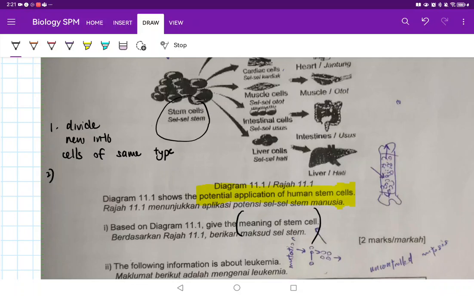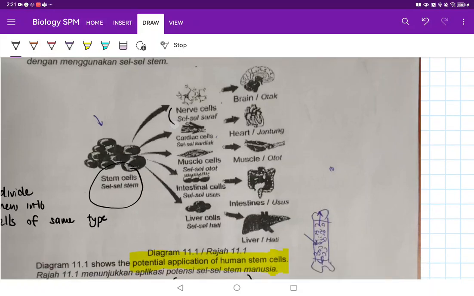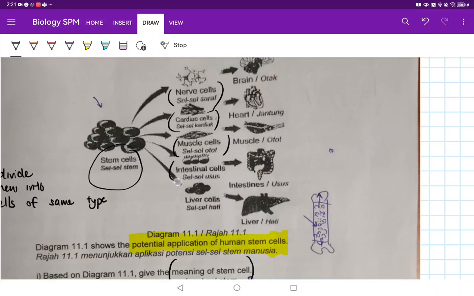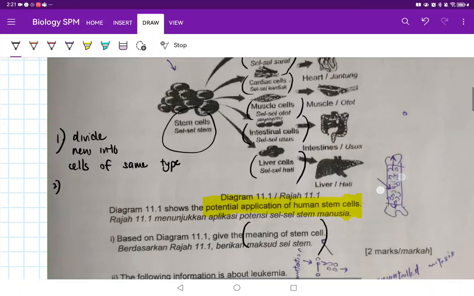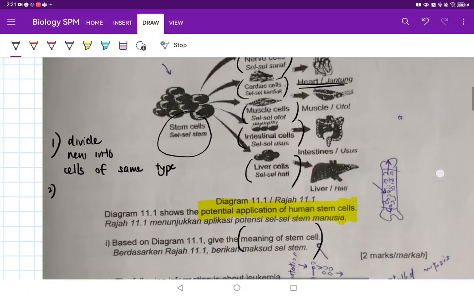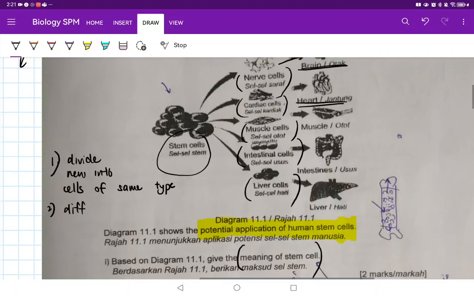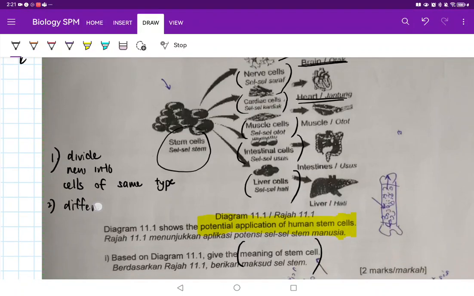Your second point being that you can see right here, you have nerve cells, cardiac cells, muscle cells, intestinal cells, liver cells. From the nerve cells, it can form the brain, from the cardiac cells, it can form the heart, and so on. So in this case, it can differentiate. The stem cells undergo differentiation of stem cells.